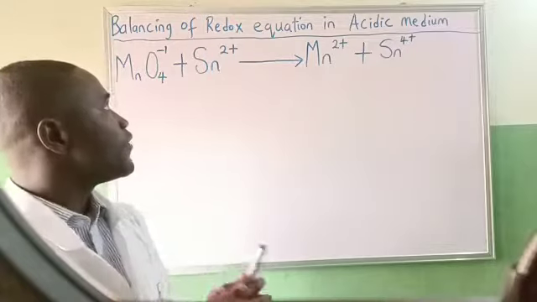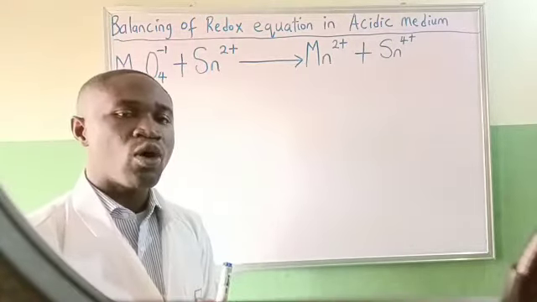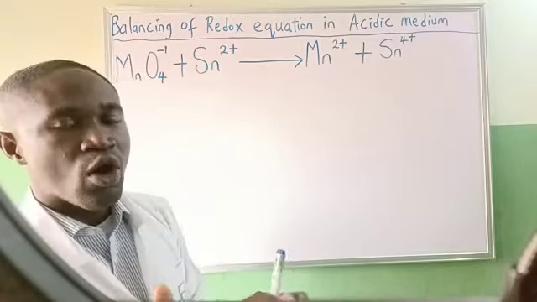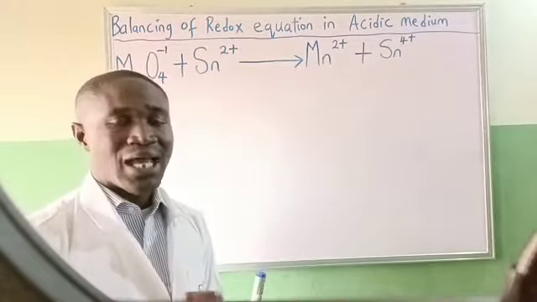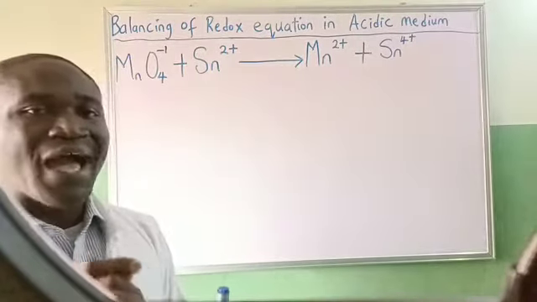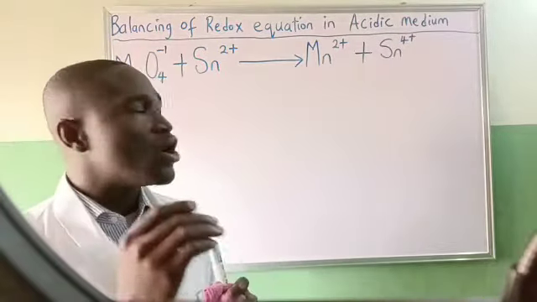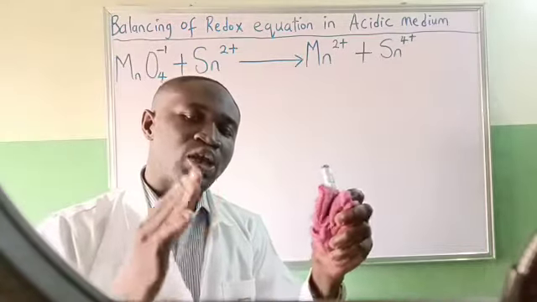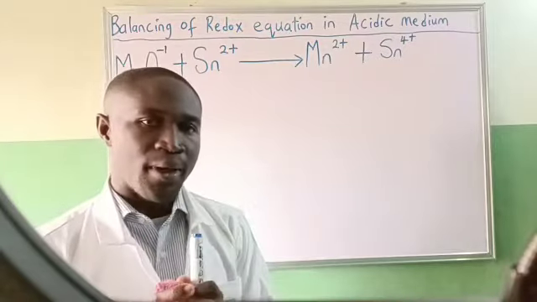Now, we want to recall some points we know about reduction and about oxidation. First, reduction can be defined as a process of adding hydrogen or removing oxygen. It can also be defined as a process of gaining electrons. It can also be defined as a reduction in oxidation number, that is, a decrease in oxidation number.